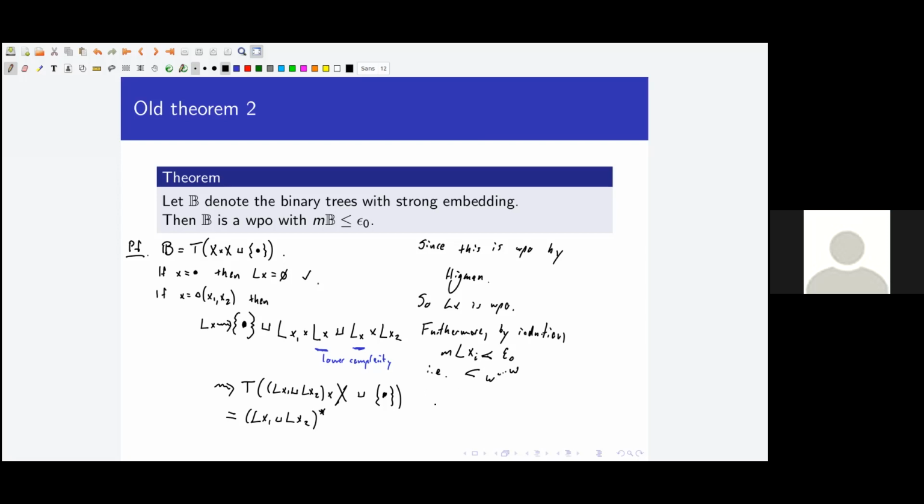But then, using what could have been the ordinal analysis from the previous slide, if we'd put in a little more work, or perhaps a lot more work. This means maximal order type of LX1 union LX2 star is less than or equal to, I'll just say about omega to the omega to this one.